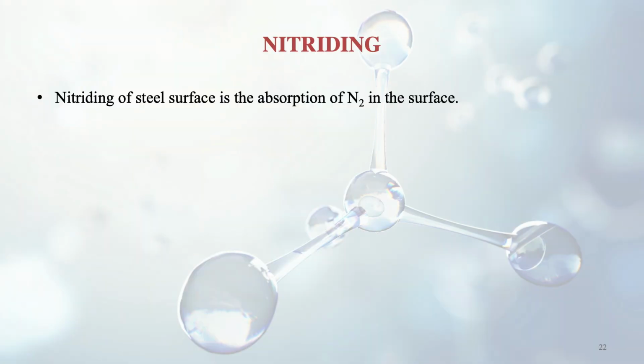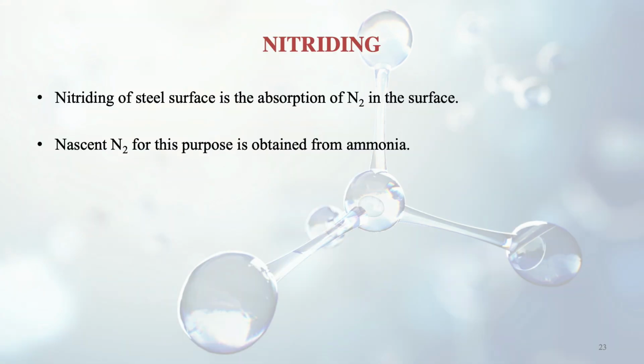So after discussing the carburizing process, there is one more process, that is nitriding, and how we do that is mentioned here. Nitriding of a steel surface is the absorption of nitrogen in the surface. So it is simple. The name nitriding comes from nitrogen, N2, and nascent N2, meaning that which is fresh from a reaction, is used here and is obtained from ammonia gas. So an ammonia atmosphere is required, so that we get nascent N2 from that after reaction.